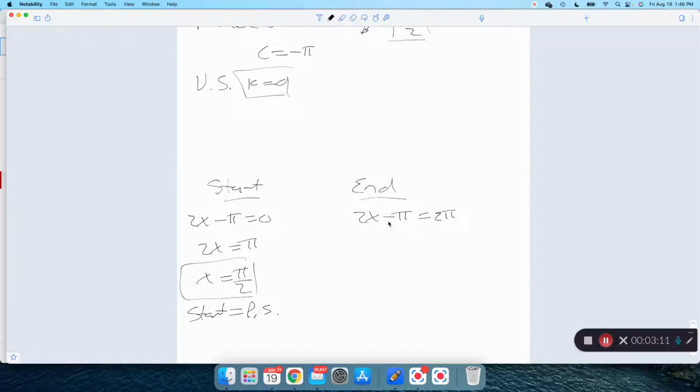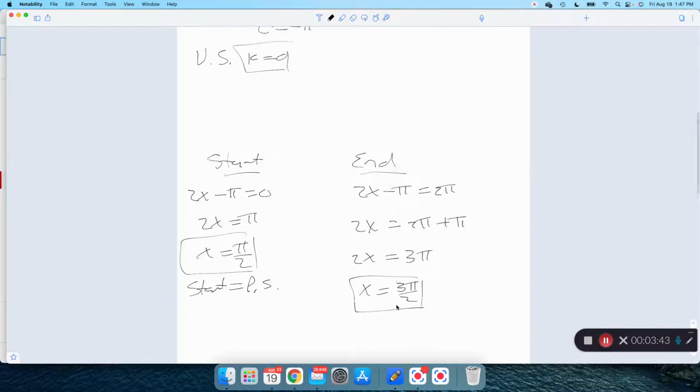Okay, here. We've got a little bit of algebra here. I've got to move that pi over. I'm going to write that down. 2x will equal 2 pi plus 1 more pi. So just think like adding like terms. I've got 2 pi's plus 1 more pi. I've got 3 pi's. Then divide by 2. X will be 3 pi over 2. So there's my end.